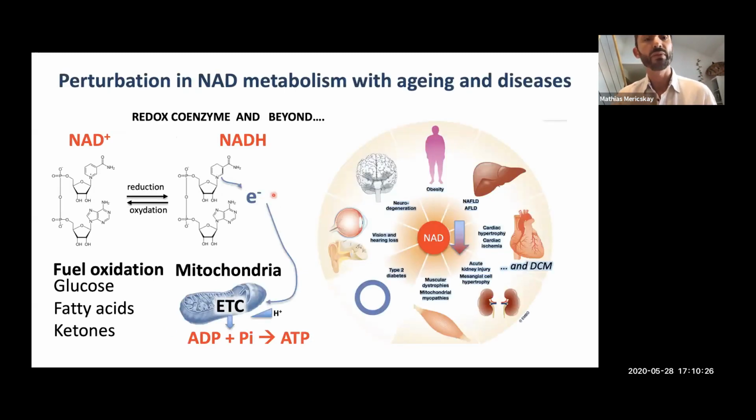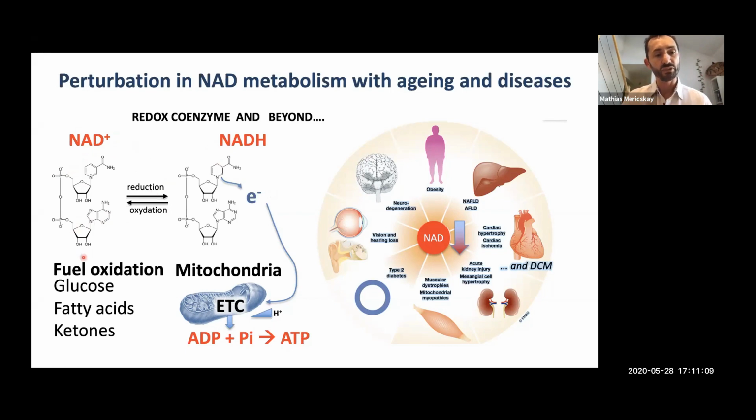So what happened with NAD metabolism? Well, it's been known for several years now by many studies in different fields that there is a perturbation in NAD metabolism associated with aging and with disease, notably chronic, degenerative disease. And this NAD, of course, has a very well-known function as a redox coenzyme. You see here the oxidized version of the molecule, NAD+, and it's a major coenzyme in fuel oxidation for most energetic compounds like glucose, fatty acids, and ketone bodies, notably.